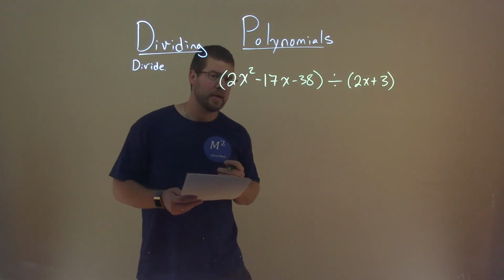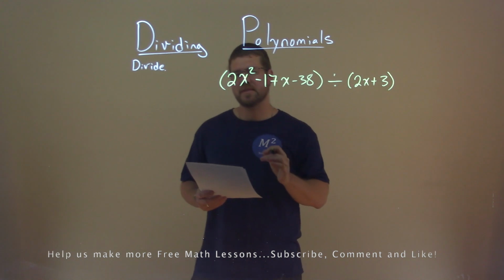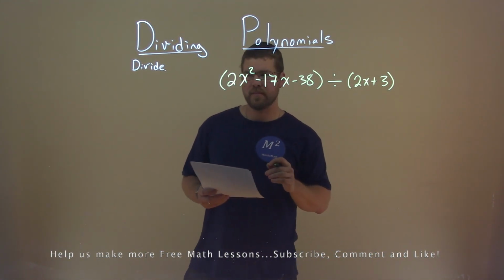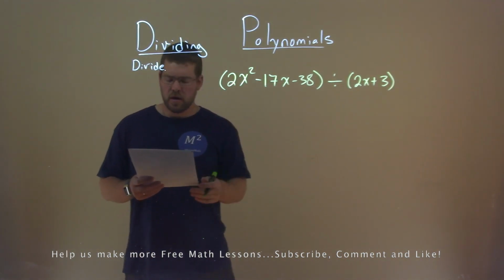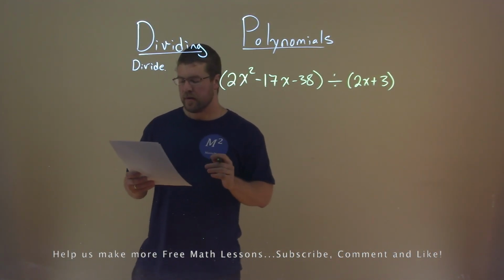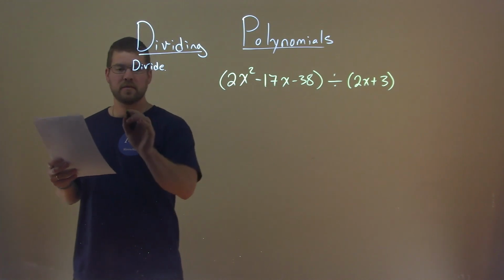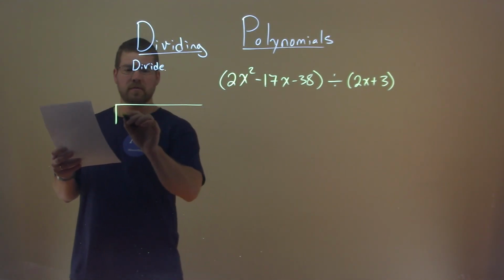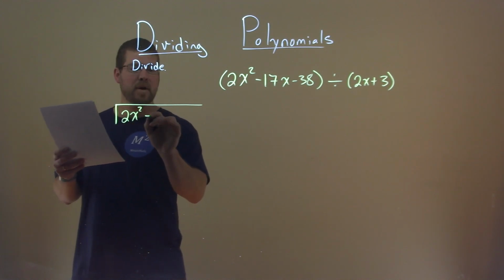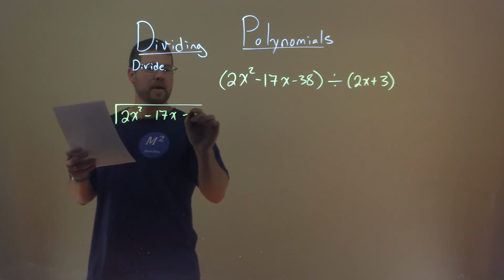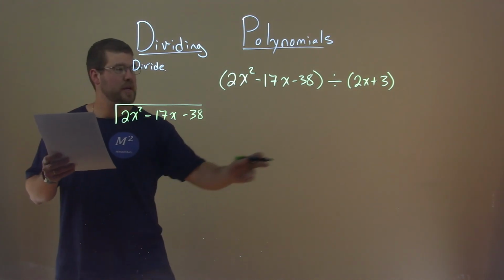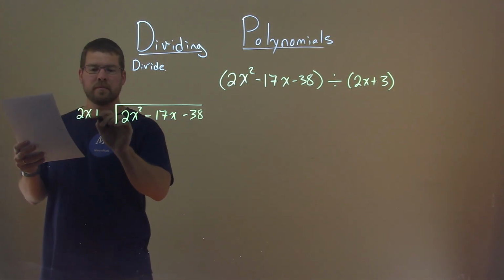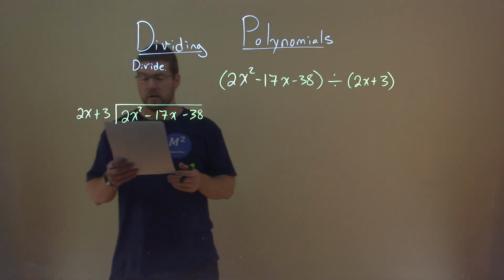We're given this problem right here, 2x squared minus 17x minus 38 divided by 2x plus 3, and we need to divide these. Well, let's do some long division. So let's set this up. This part goes on the inside, so let's write that here. And we have 2x squared minus 17x minus 38. And we're taking the 2x plus 3 and we'll put it out here, just like you would normally long divide.